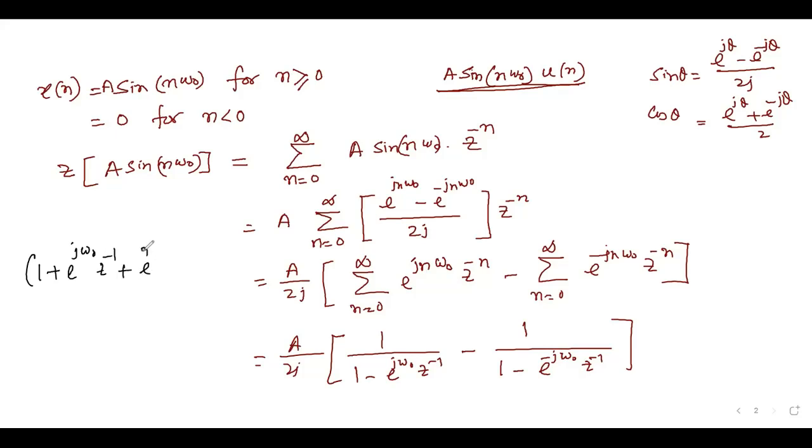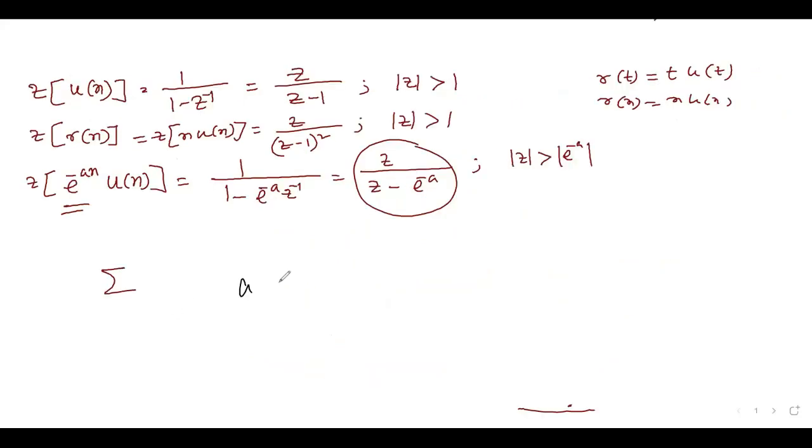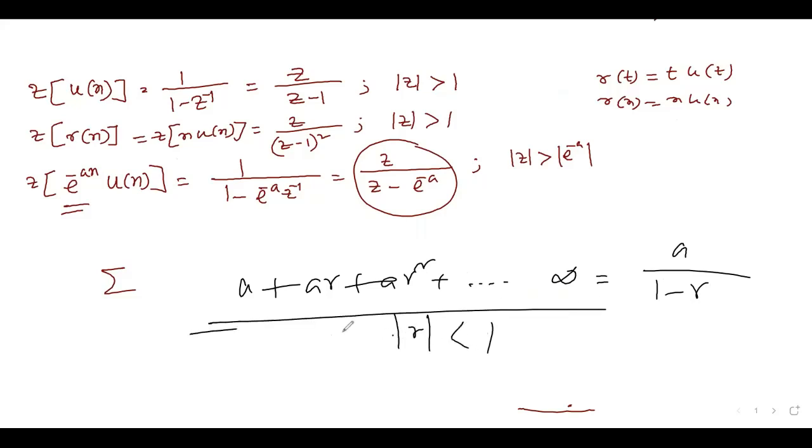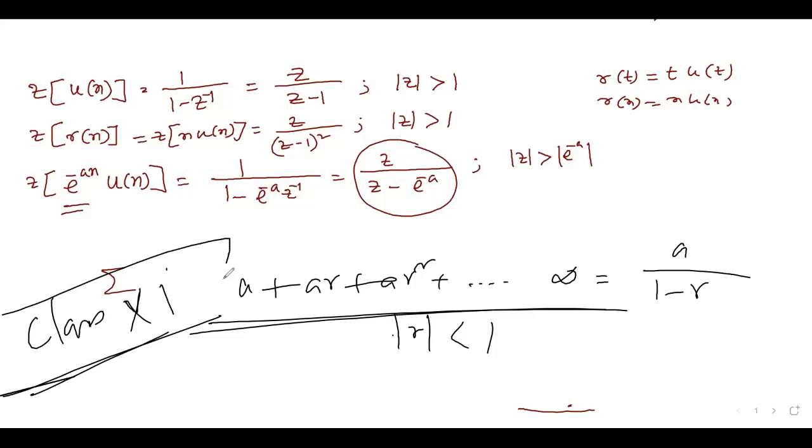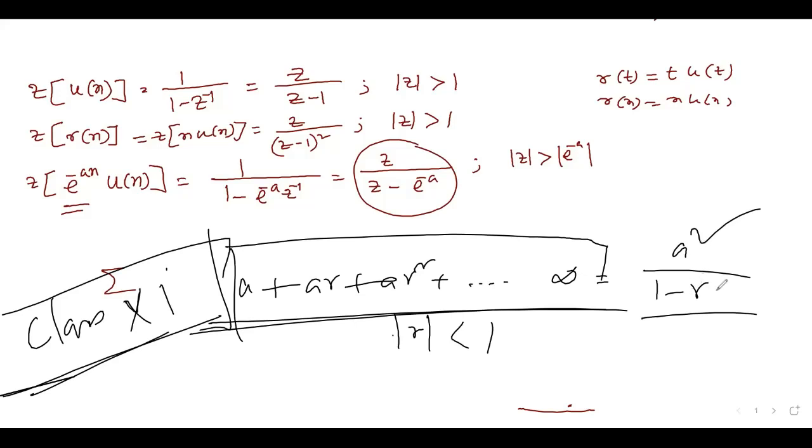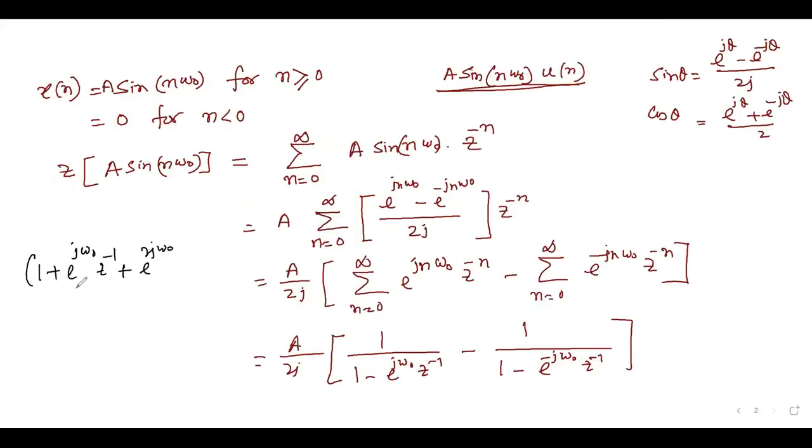e to the power j 2 omega 0. You have only one formula: a plus ar plus ar squared. Only one formula is needed to find the sum here: a by 1 minus r, where mod r is less than 1. This is a class 11 formula. Only one formula is required to find the z transform. This is first term by common ratio, a by 1 minus r.